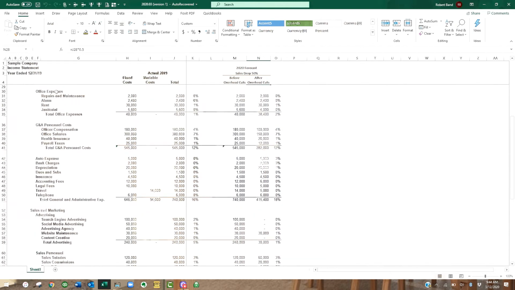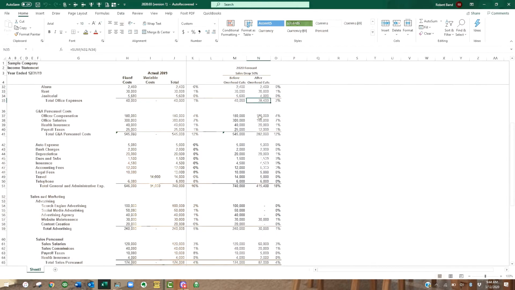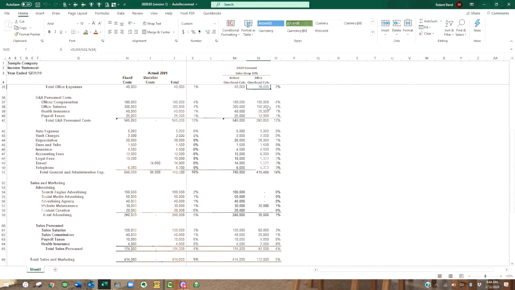Let's look at office expenses. Those are largely fixed, and there's some rent, a portion to office. So that is fixed, and there's not a whole lot we could do here, so I didn't make any changes. Well, I changed it slightly, but not by much.